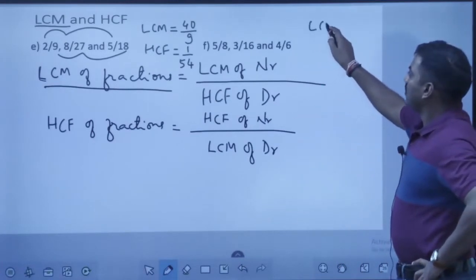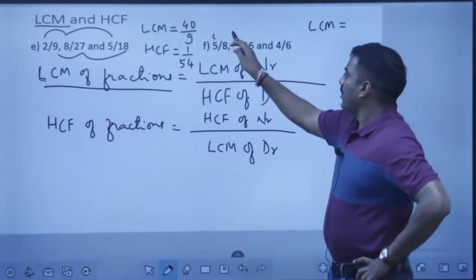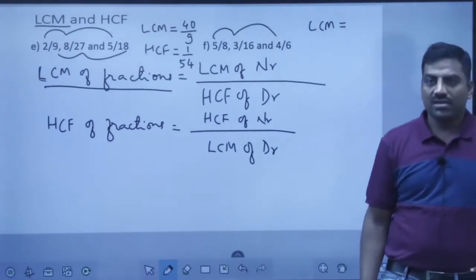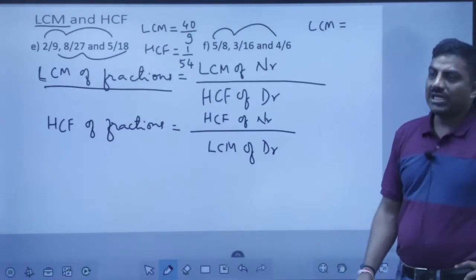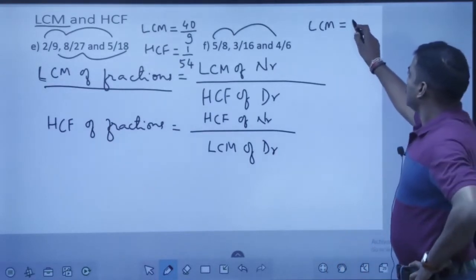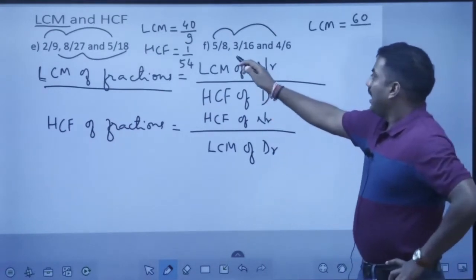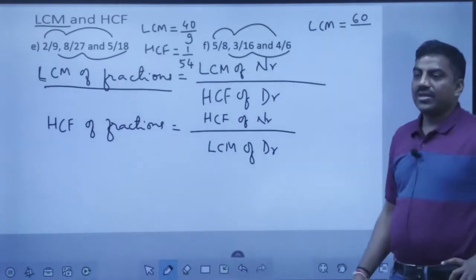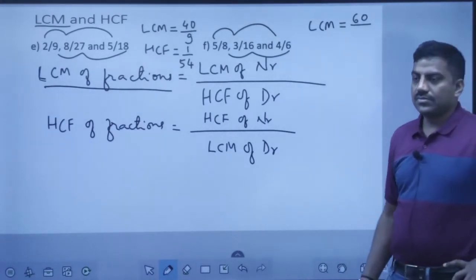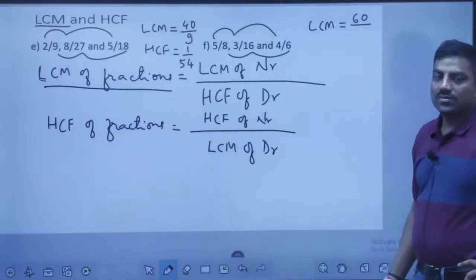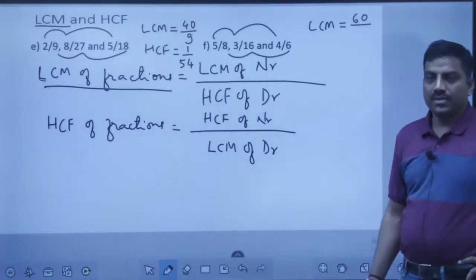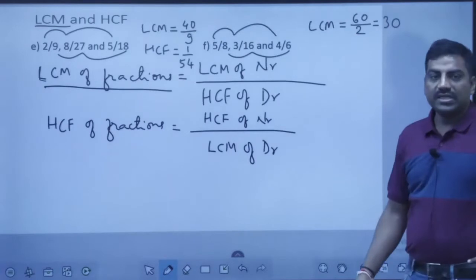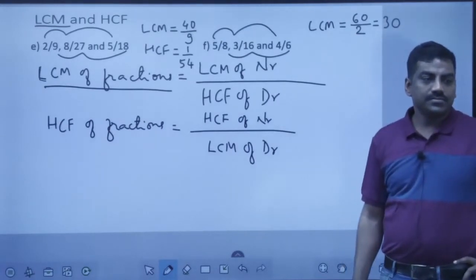Similarly, LCM of these fractions, 5, 3 and 4. What is the LCM? You don't have any common factor there. You don't have to divide. Just multiply 5 into 3 into 4. 60. 8, 16 and 6, HCF. 8, 16 and 6. 2. So 60 by 2 is 30. Yeah?